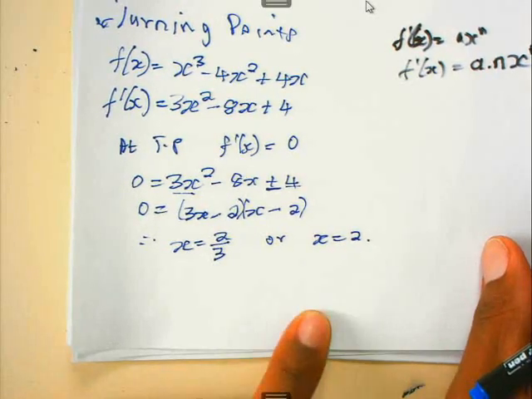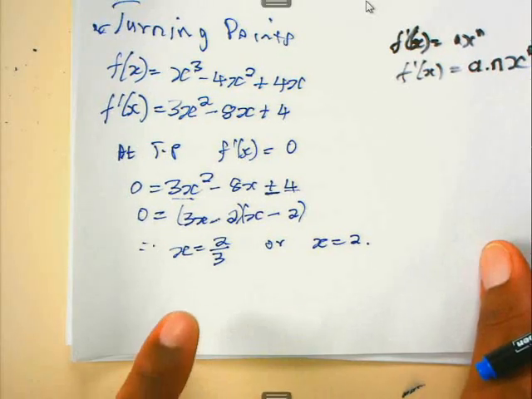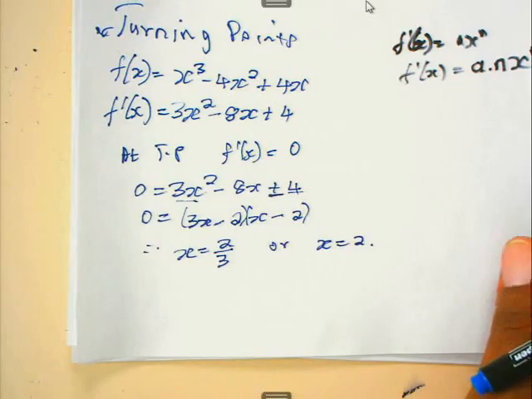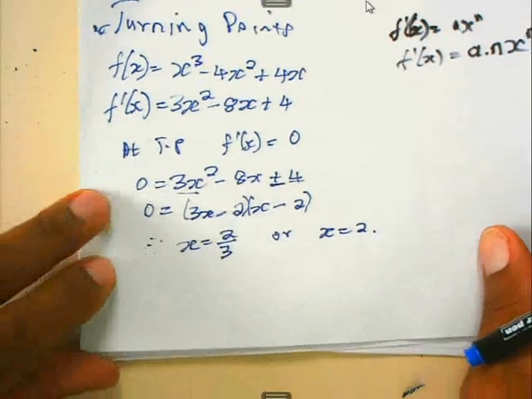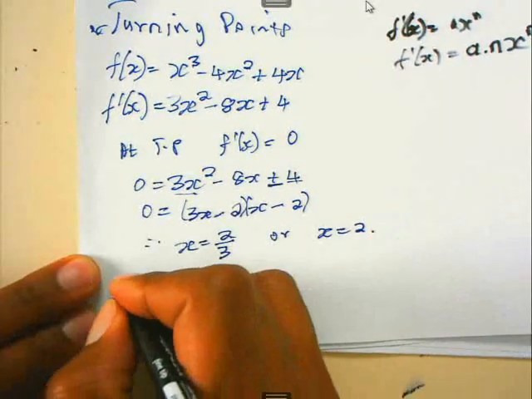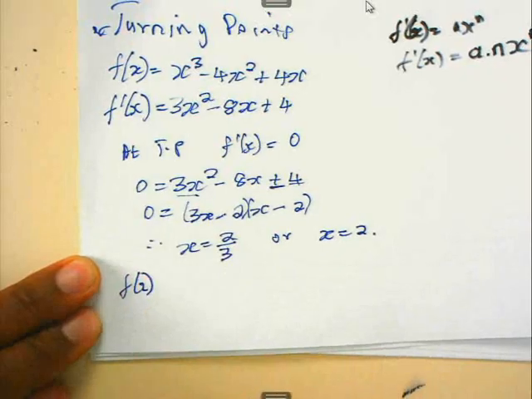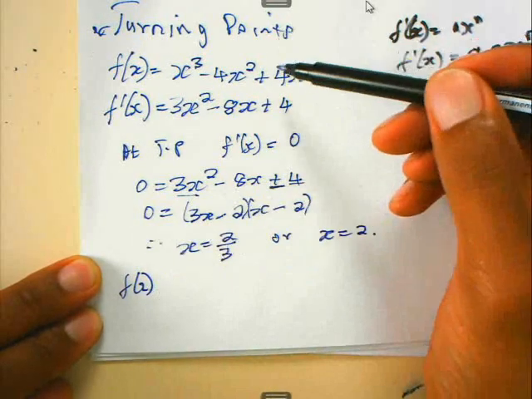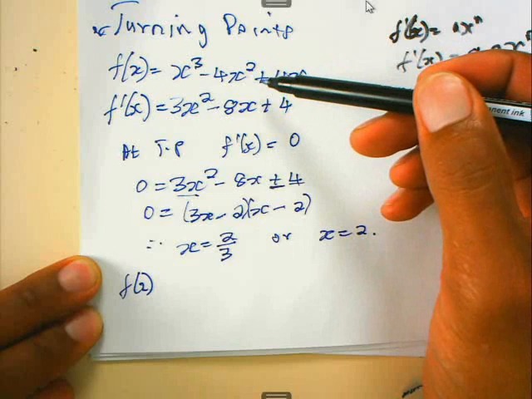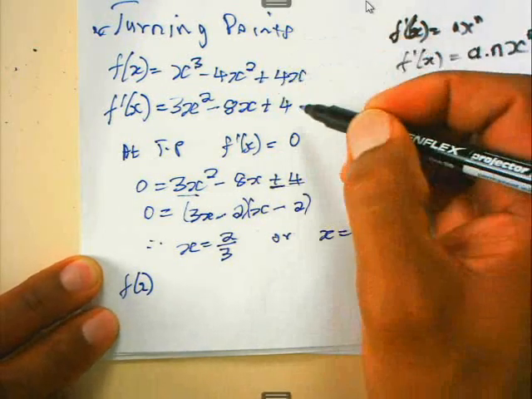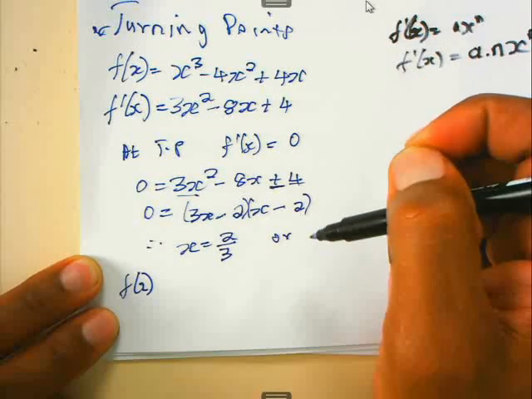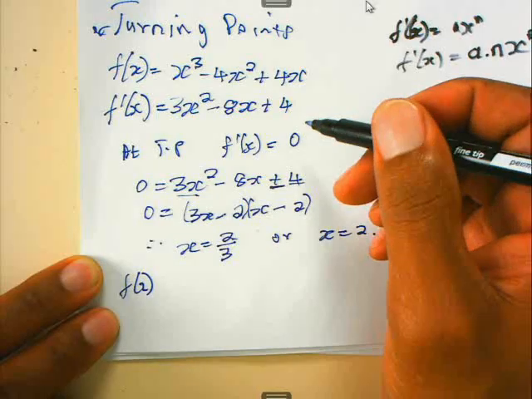If x is 2, what is the corresponding y value? If x is 2/3, what is the corresponding y value? Right. Let me start with 2 first. F at 2, you said we take 2, we substitute it where? In the original. Please don't substitute it at the derivative. Do not substitute the x values at the derivative.